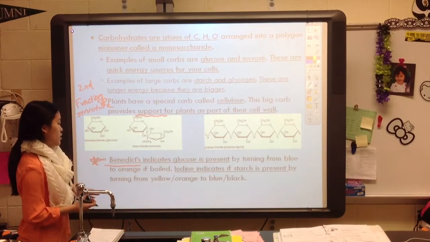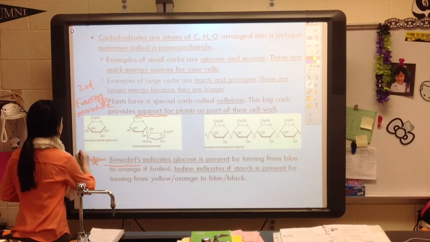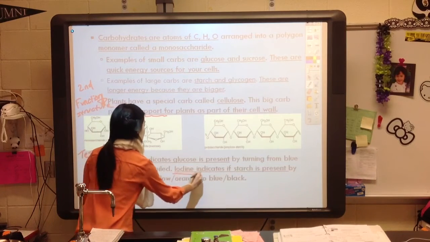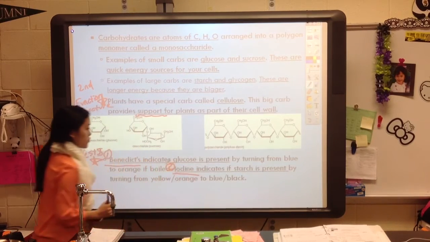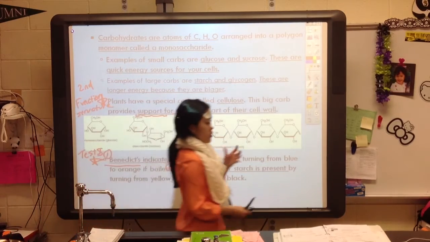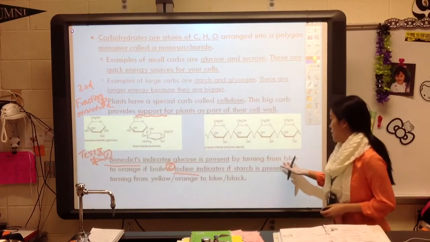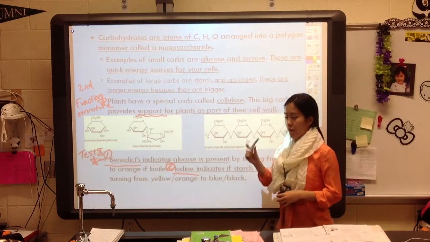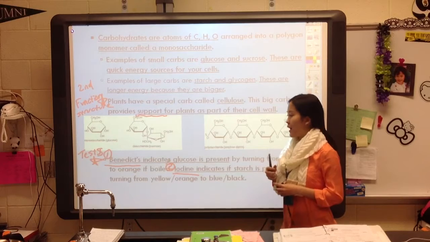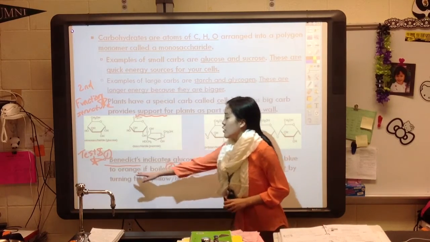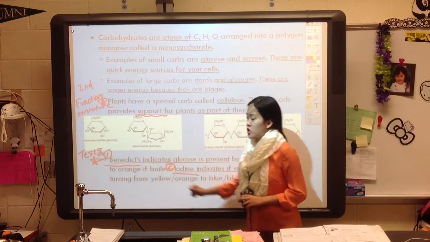For carbohydrates, there are two tests. The first is Benedict's, and the second is iodine. For Benedict's, the chemical is a blue liquid, and if it detects glucose, you have to boil it for a little bit, and we'll get practice with that in class later on. If it has glucose in it, it will turn from blue to orange.